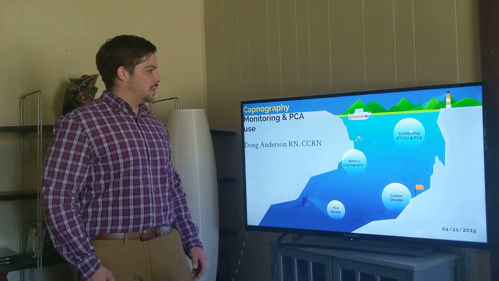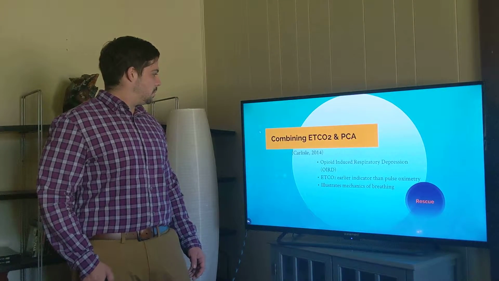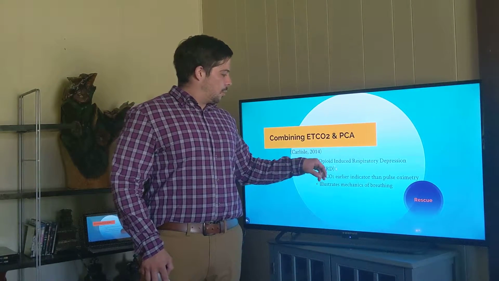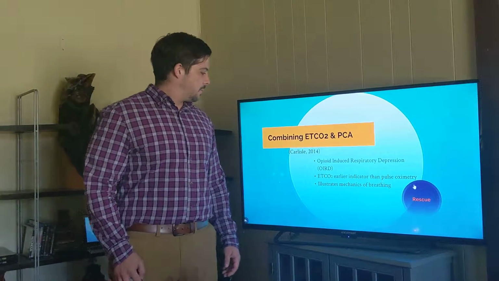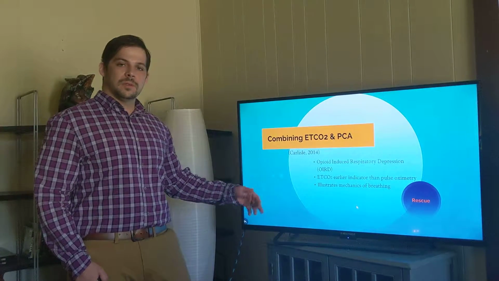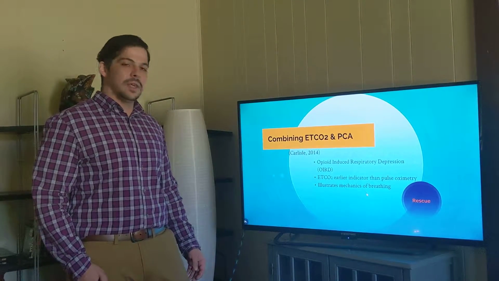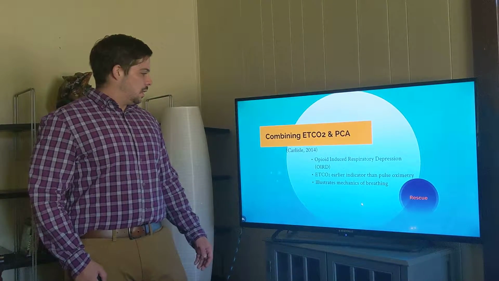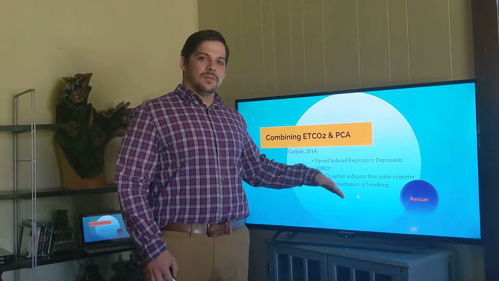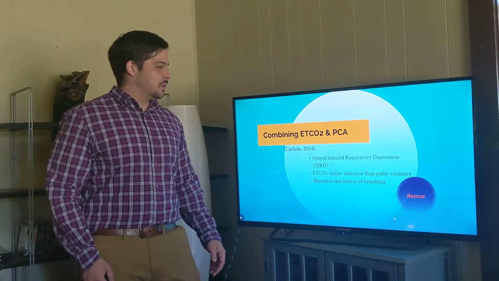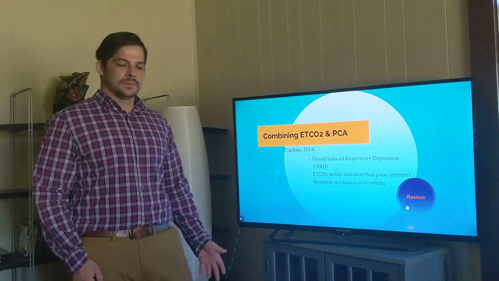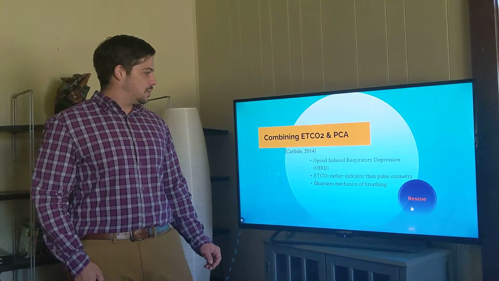So let's talk about combining the end tidal CO2 and PCA use. What we're trying to prevent is this OIRD, or opioid-induced respiratory depression. Currently, we use pulse oximetry, which is actually a late indicator of respiratory compromise. With end tidal, due to the waveform, you can see the mechanics of breathing, and you'll have a quicker value to indicate that there's going to be some complications with the PCA use.